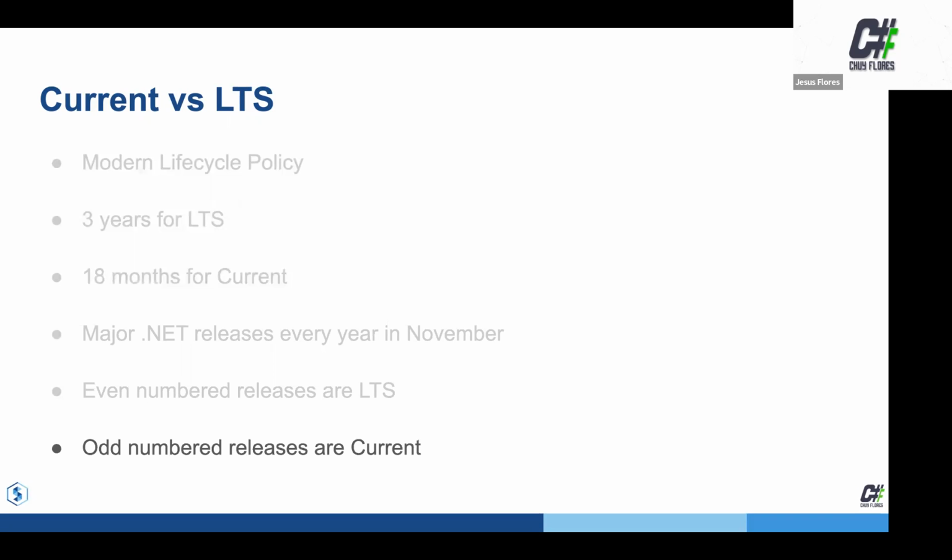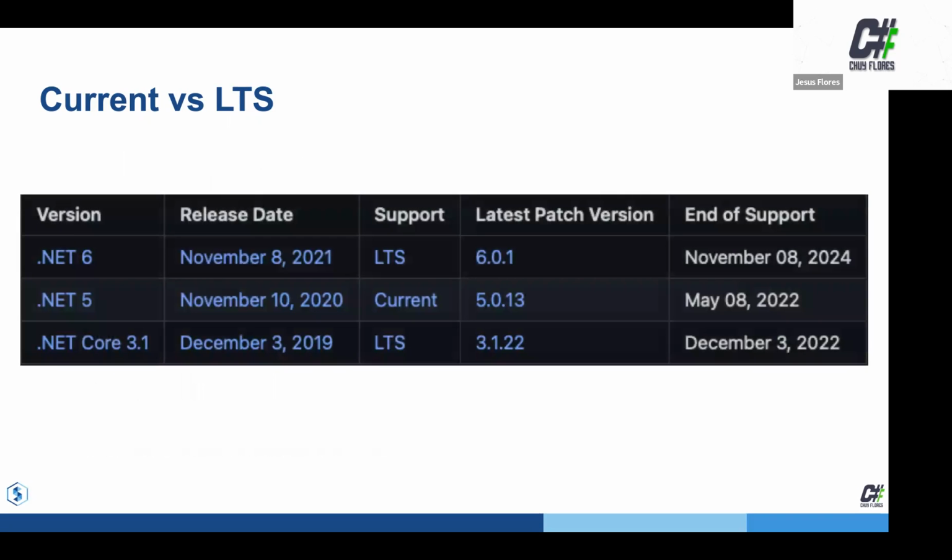So the next slide is a table with the latest versions. You can see it's not updated. With .NET 6, the latest patch version is 6.0.5, but you can see the release date is November 8, 2021, and the end of support is 3 years later, in 2024. Currently, .NET 5 is out of support. So if you have applications in .NET 5, you should migrate. If you are still working on that, you should migrate to .NET 6.